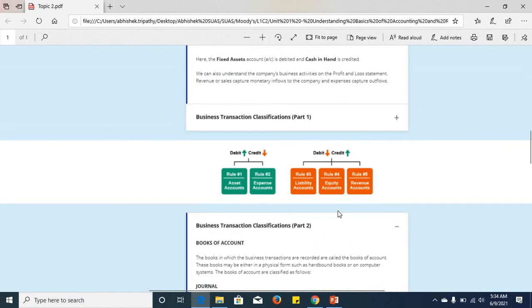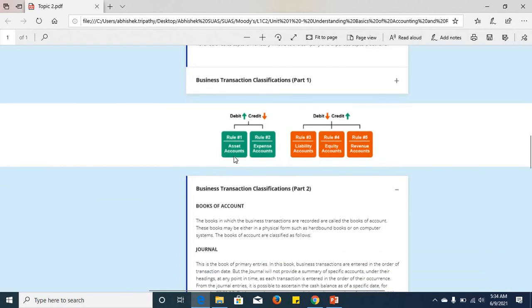This is modern accounting which we are going to study. It is not the three golden rules. So here, debit and credit. Rule one says the asset account and expense account, whenever they increase, they are debited, and whenever they decrease, they are credited. Similarly, the other way around: if you look into liability, equity accounts, and revenue accounts, whenever they increase, they are credited, and whenever they decrease, they are debited.